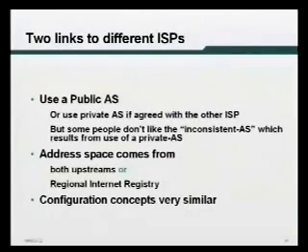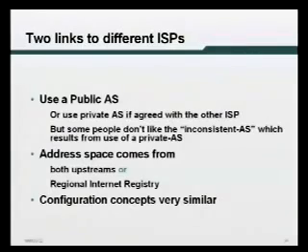Right, okay, we're going to go look at the two links to different ISPs, but just to finish off the simple multi-homing part. Now, with going to different ISPs, you need to use a public AS number. You can use a private AS number, but you generally find that you've got to agree this private AS number between the two ISPs, and then some people get really uptight about it all, and some people say that it gives you inconsistent ASs, and that's illegal, and all this other sort of nonsense.